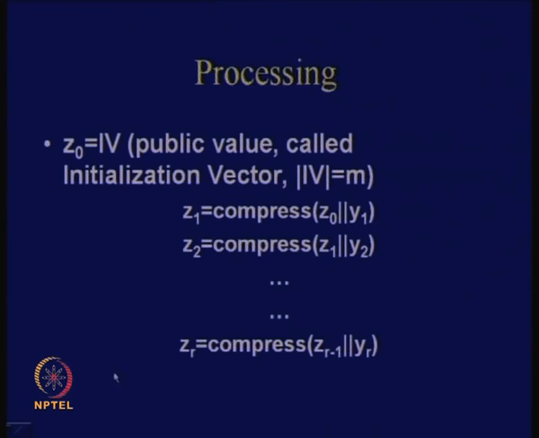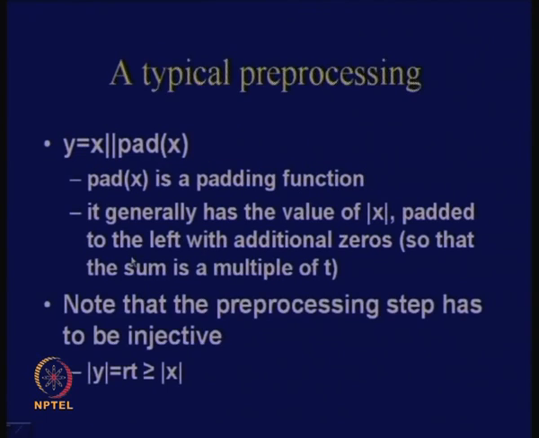So you can go back and look into this slide, but let us consider a typical pre-processing step. You have y and you have x, and you concatenate x with pad x. Pad x is nothing but a simple padding function. It generally has the value of mod x, and you pad it to the left with additional zeros, so that the sum is a multiple of t. This is a very simple step which I have already told you.